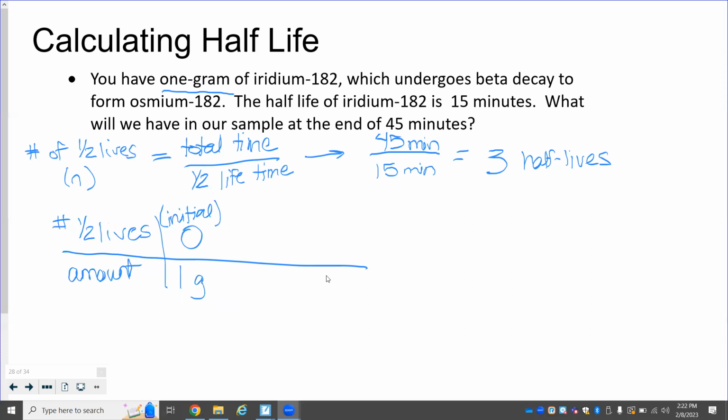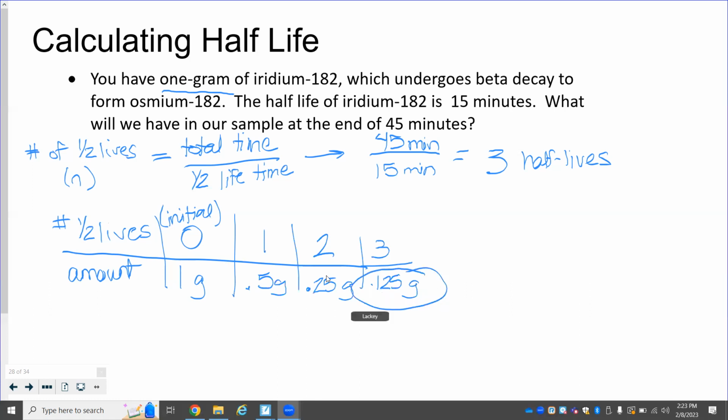And you're simply going to say, okay, after 1 half-life, 1 gram is cut in half. That is now 0.5 grams. After a second half-life, 0.5 is cut in half, which is going to be 0.25 grams. And then after a third half-life, that 0.25 is cut in half again, which will be 0.125 grams. So that is the amount of iridium-182 we have left at the end of the 45 minutes.